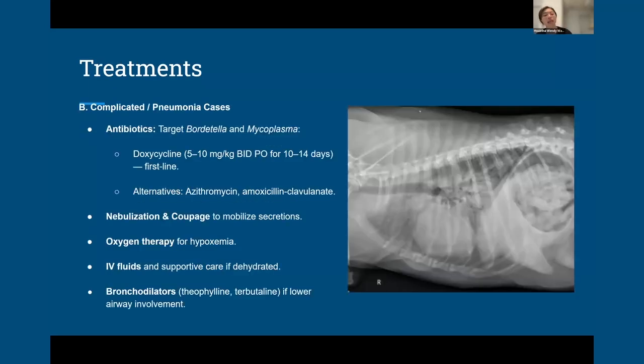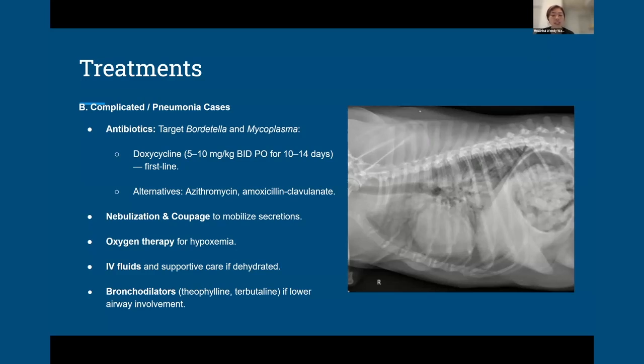However, with complicated pneumonia cases, we want to target Bordetella and Mycoplasma, and doxycycline, usually for 10 to 14 days, will be our first-line medication to choose from. I hardly use azithromycin or amoxicillin for these cases because we know that doxycycline is going to penetrate a little bit better and has an anti-inflammatory component. So that's usually my first line of antibiotics.